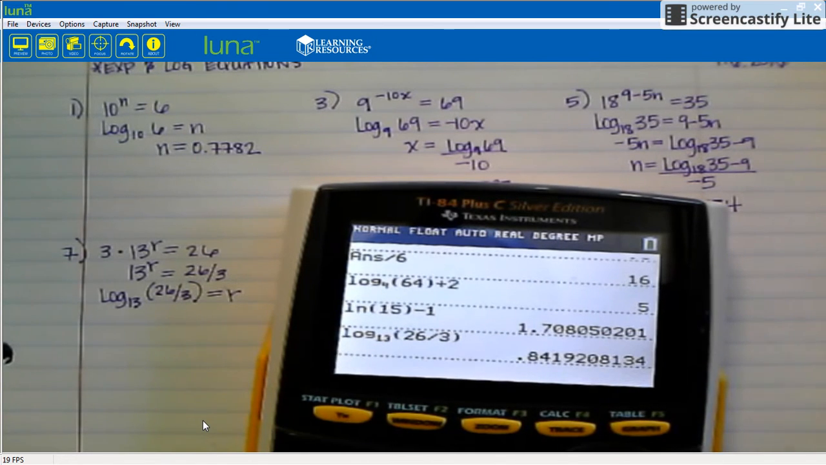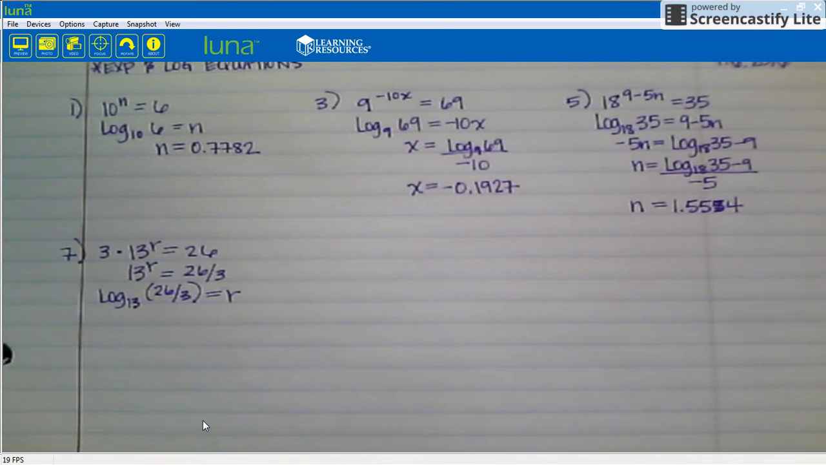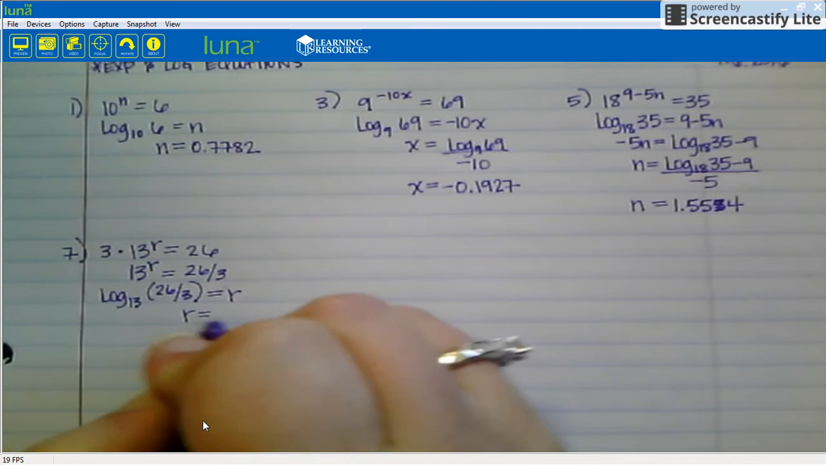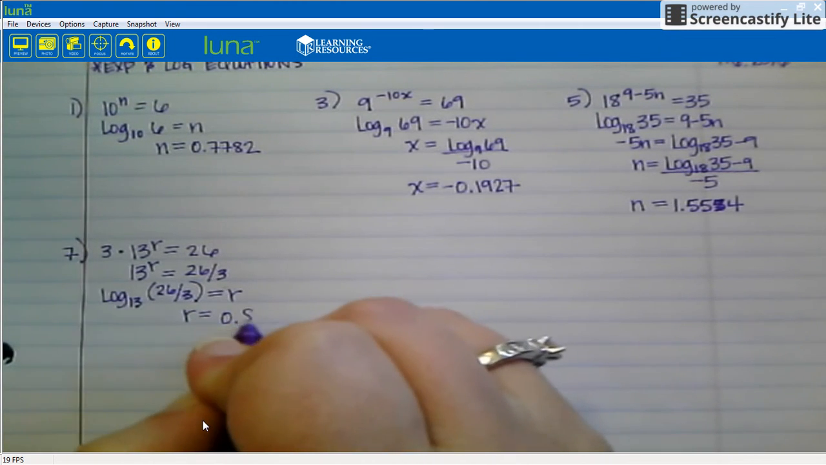So from here, I just let the calculator do the work for me, and I round off to my 4 decimal places like I've been instructed. So r is going to be equal to 0.8419.